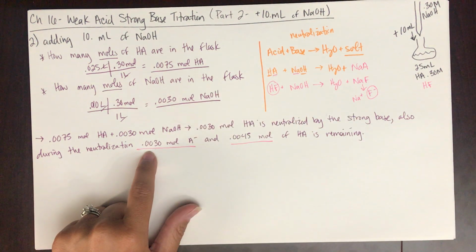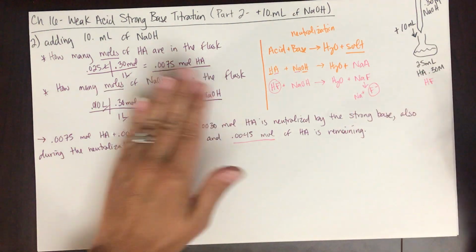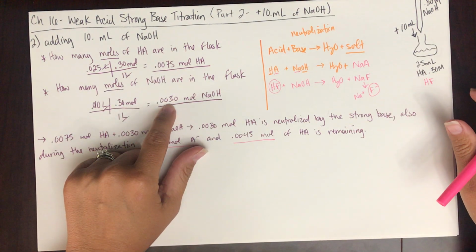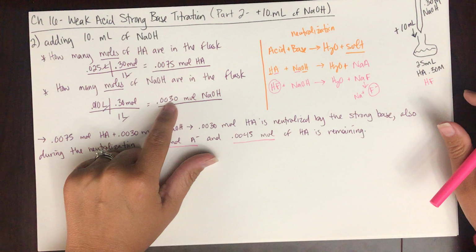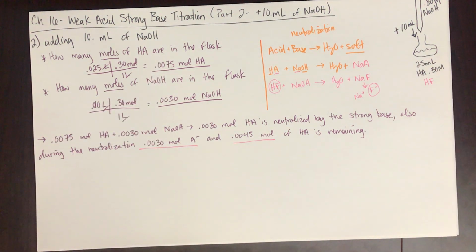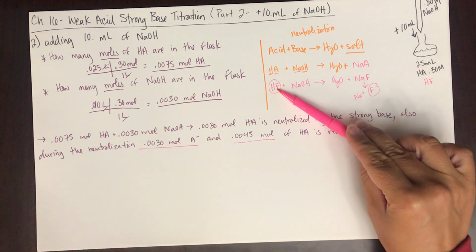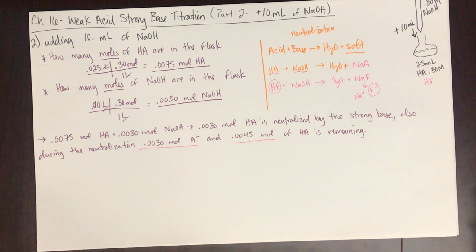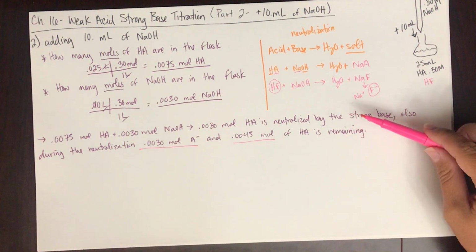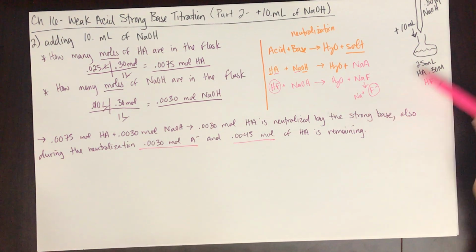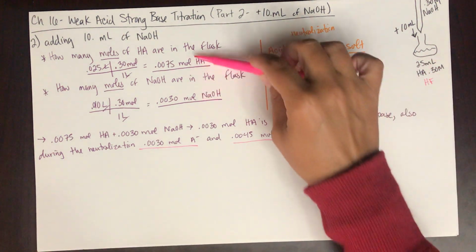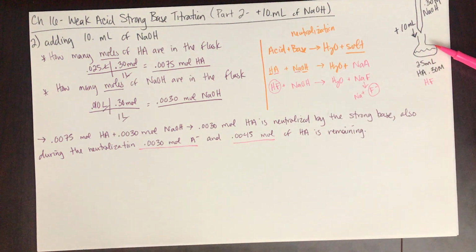All of the sodium hydroxide is used. So there's no more sodium hydroxide. We only have 0.003 moles of sodium hydroxide. It is all consumed in this neutralization. So now what I have here is a buffer system. Remember, a weak acid and its conjugate base. So now I can solve for the pH by using the concentration of weak acid and the concentration of its conjugate base in this flask. They're not these concentrations. These are the initial concentrations.